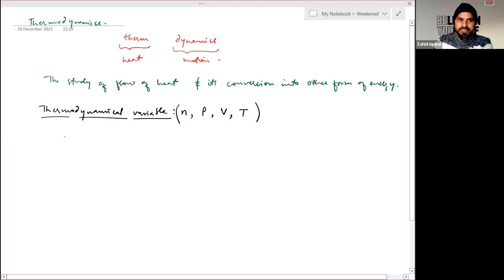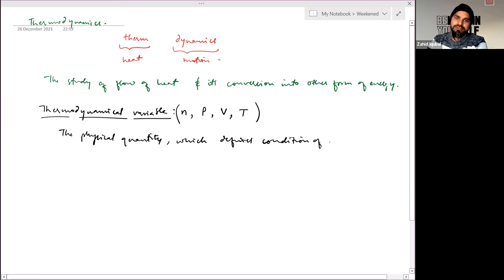So thermodynamical variable is the physical quantity, such as number of moles, pressure, volume, temperature, which defines the condition of gas. Mamuna, any doubt?